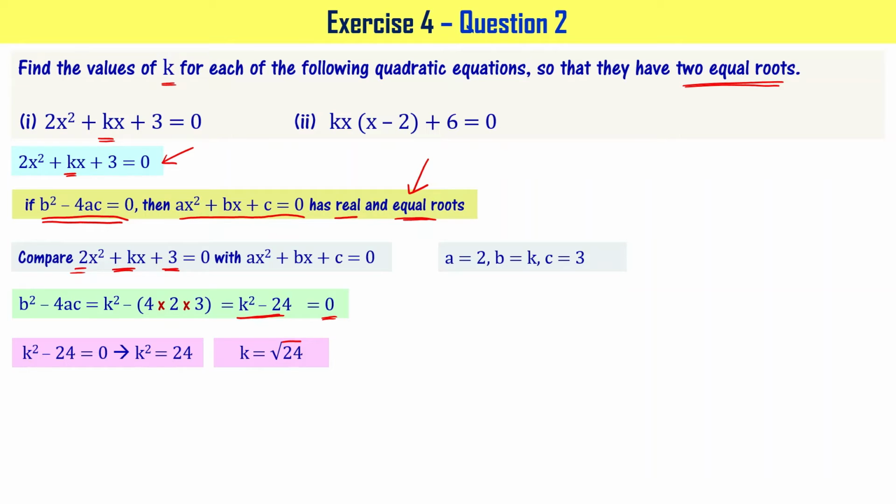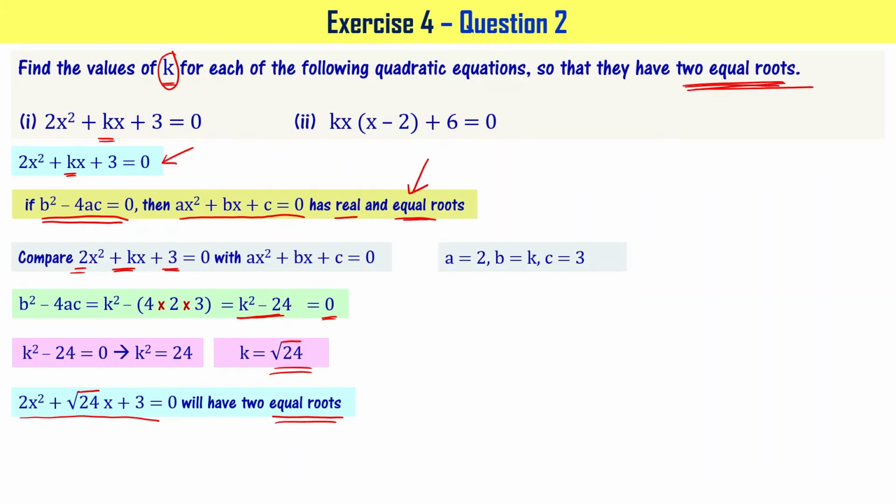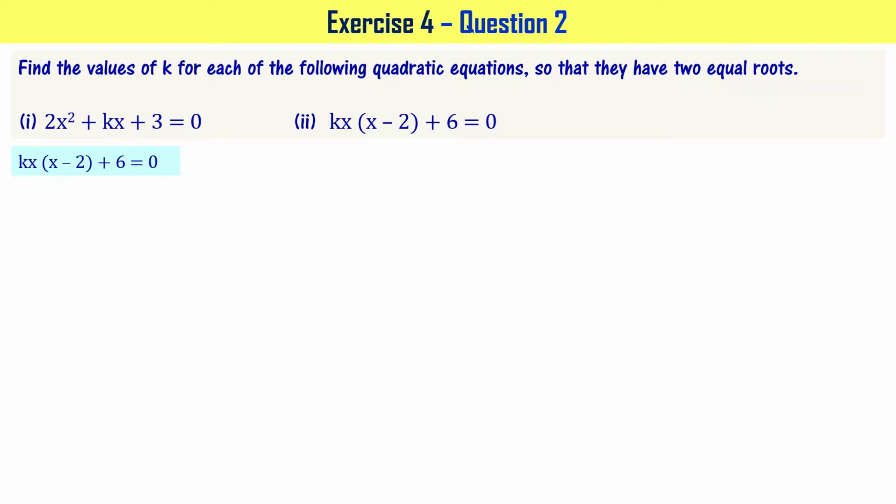So to answer the question, you say that 2x square plus root 24 x plus 3 equal to 0 will have two equal roots. We are asked to find what is the value of k for which the equation is going to have two equal roots, right? k equal to root 24 is the answer, and this is the equation. Got it?